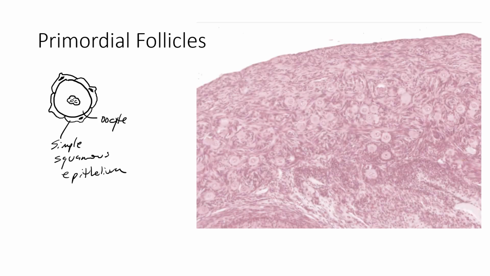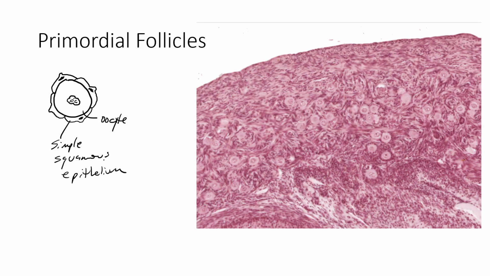So a primordial follicle is going to have an egg cell or oocyte, O-O-C-Y-T-E, and it's going to be surrounded by a simple squamous epithelium. And if you're wondering why I'm drawing on the left, it's because I have photos to show you. So for each of these follicle types, I'll draw a sketch of it first to kind of help orient you to what you're going to see, and then we'll see the real deal in micrographs.